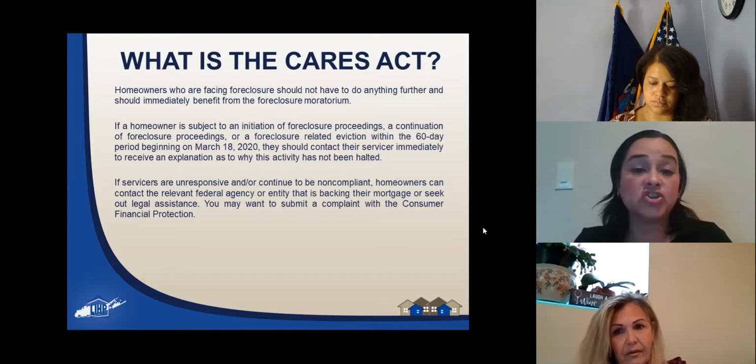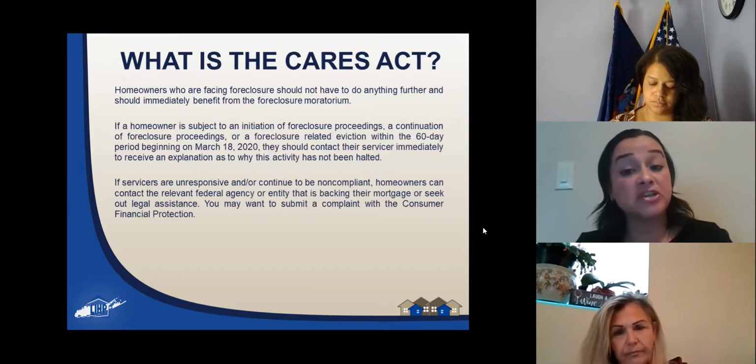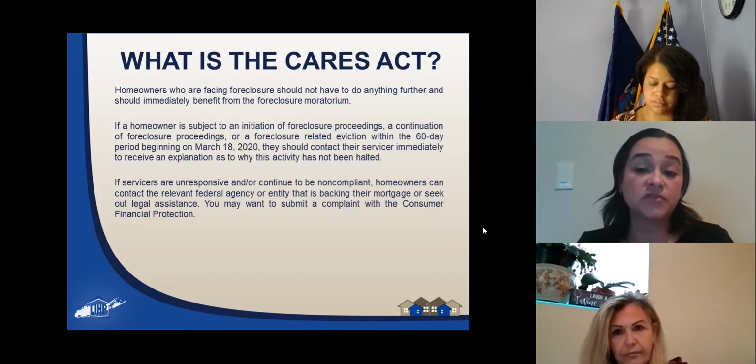You need to pay attention to the mail you get, and stay on top of this as well, okay? So this is also if a homeowner is subject to initiation of foreclosure proceedings, a continuation of foreclosure proceeding, or a foreclosure-related eviction within the 60-day period beginning March 18, they should contact their servicer immediately. But like we said, there's been an extension on that.